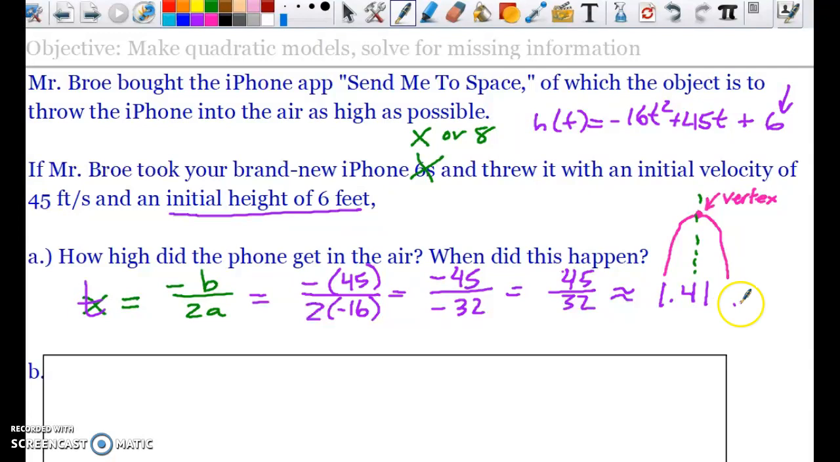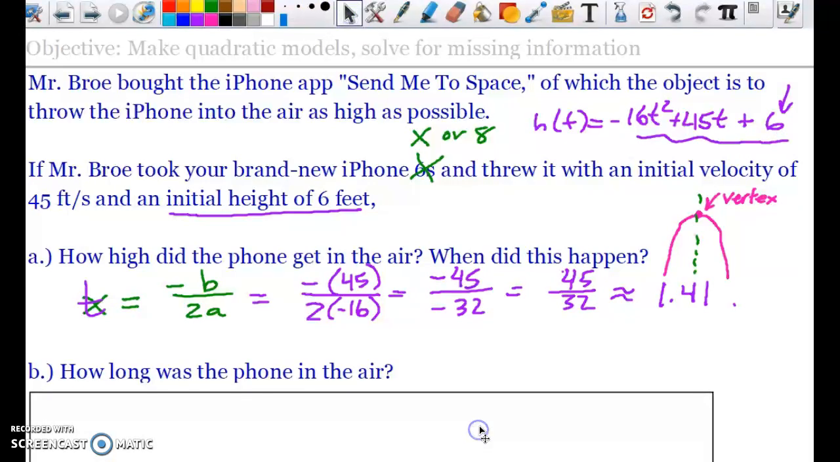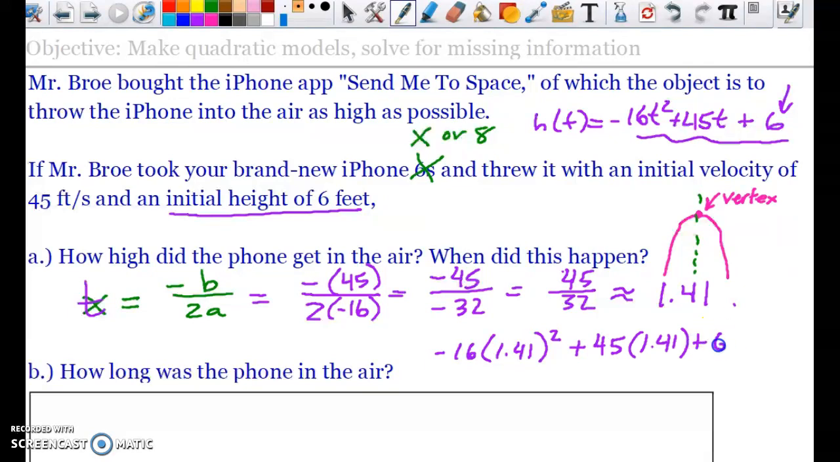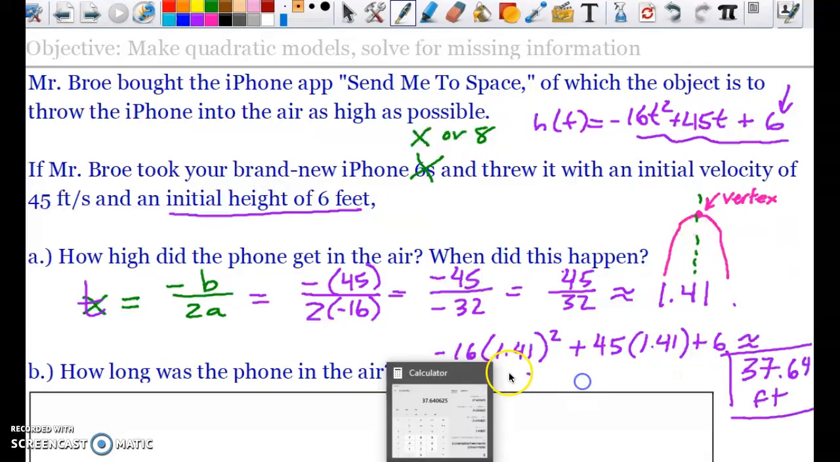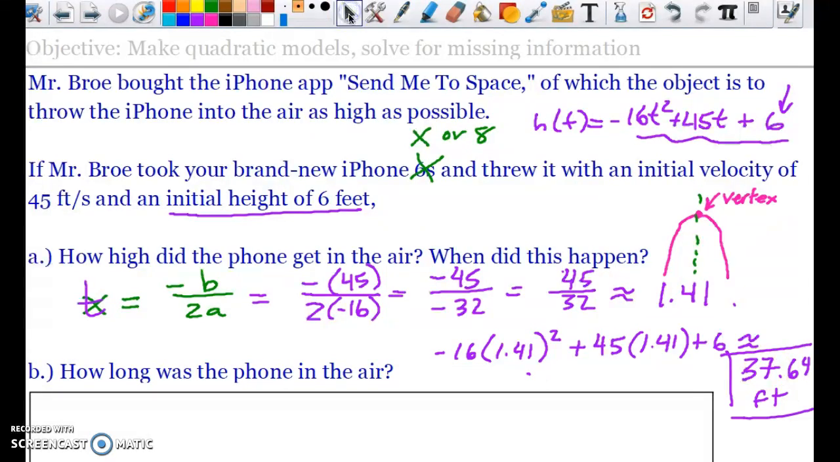And I want to know how high it got, so I'd have to plug it into this equation. And so again, I'll save time. I'm going to do the calculations off the screen, but I'm going to write down what I'm going to type into the calculator: negative 16 times 1.41 squared plus 45 times 1.41 plus that initial height of 6 feet, and we'll see how much that is. And you see, after everything is said and done, I end up getting about 37.64 feet in the air. That's a pretty good toss. That's about 4 stories in the air. So like I said, you really threw that iPhone up there.